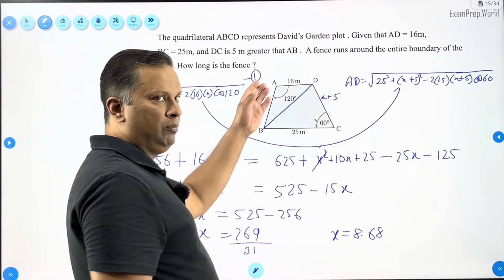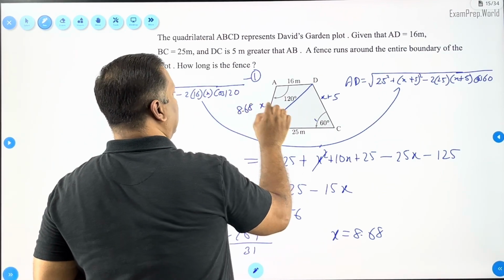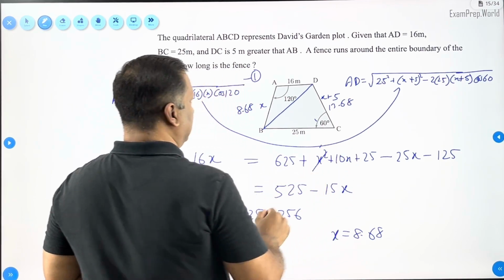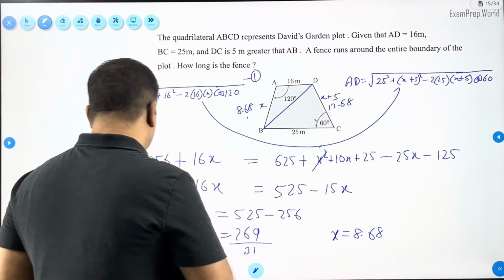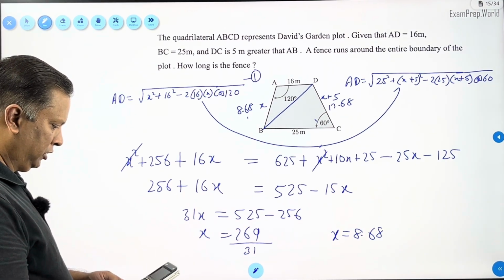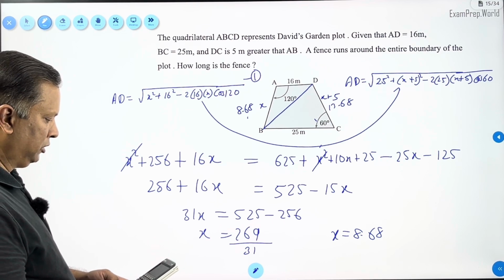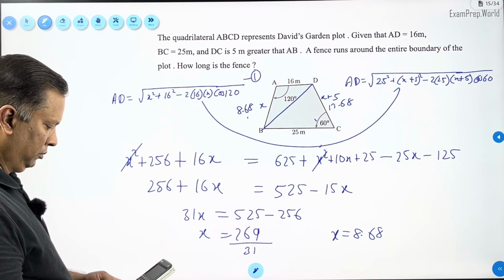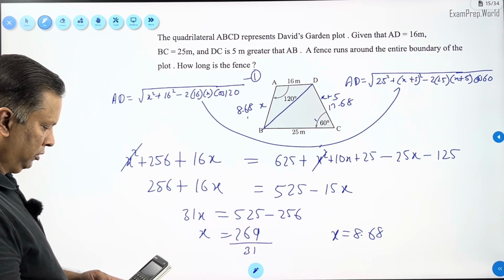Now can you find the perimeter of this? This is 8.68, 8.68. This is 8 plus 5, 13.68. Now add 8.68 plus 16 plus 13.68 plus 25. So what's your answer?